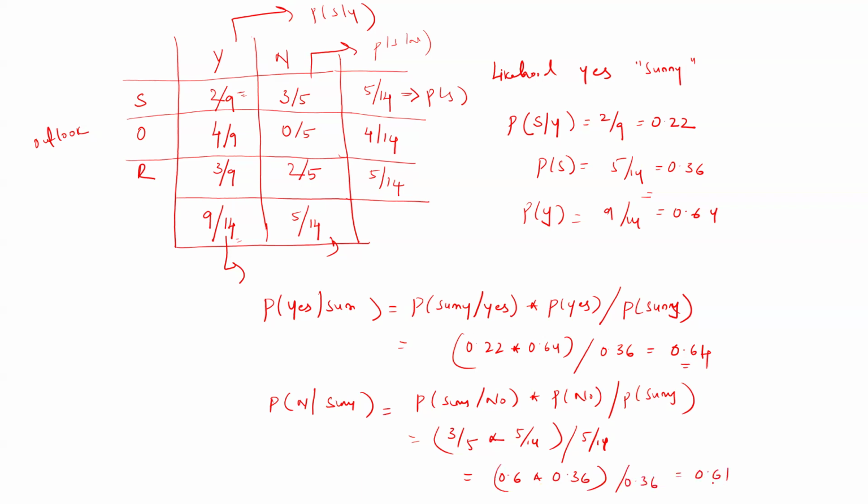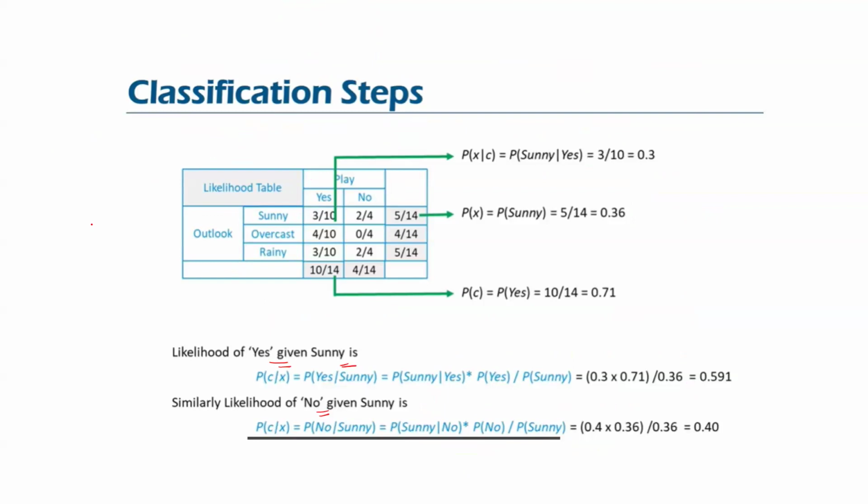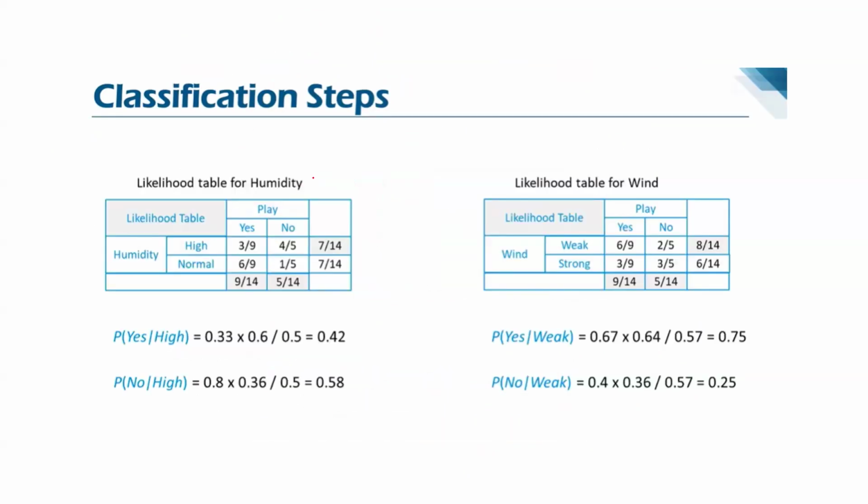You'll get the value as 0.6. So this is the probability of yes given Sunny and this is the probability of no given Sunny. In this way, similarly, find out for humidity, high and normal, and for wind. For humidity you find only for high, and for wind only you find weak.